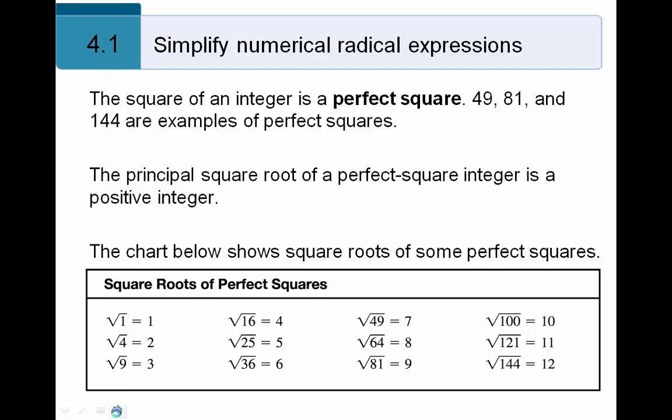The square of an integer is a perfect square. 49, 81, and 144 are examples of perfect squares. The principal square root of a perfect square integer is a positive integer. The chart below shows principal square roots of some perfect squares.